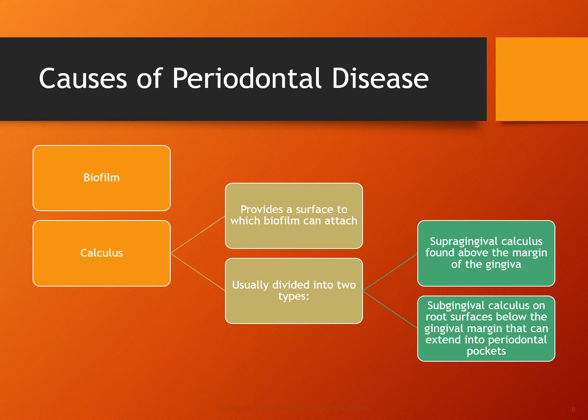Subgingival calculus forms on the root surfaces below the gingival margin and can extend into the periodontal pockets. It can be dark green or black. Subgingival is the most harmful of the two types of calculus.